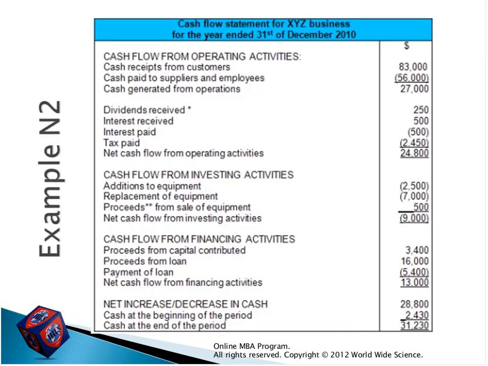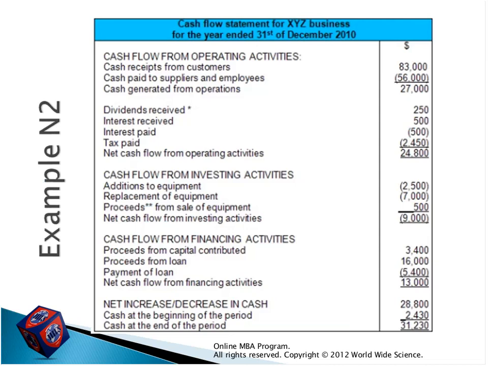So the next one here, I'm sorry, maybe it's not clear for you to see this slide, but this is a cash flow statement for the XYZ business for the year ending 31st of December 2010 in US dollars. For example, you can face a cash flow statement like this.